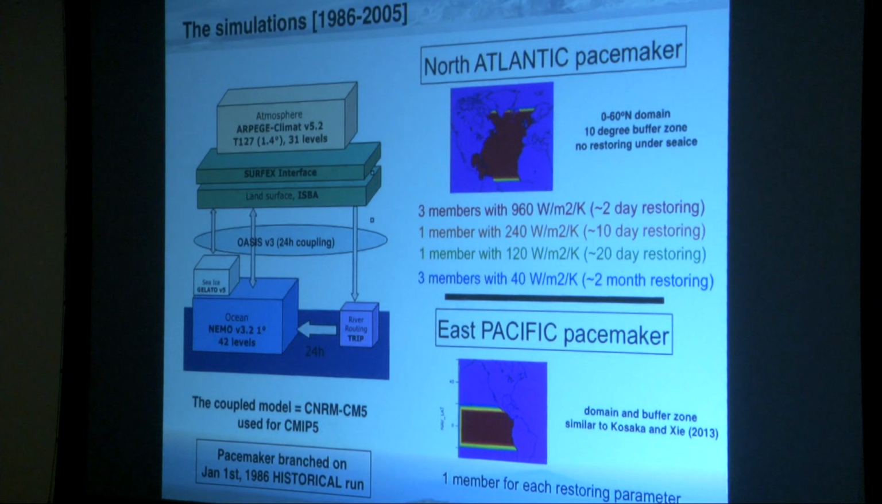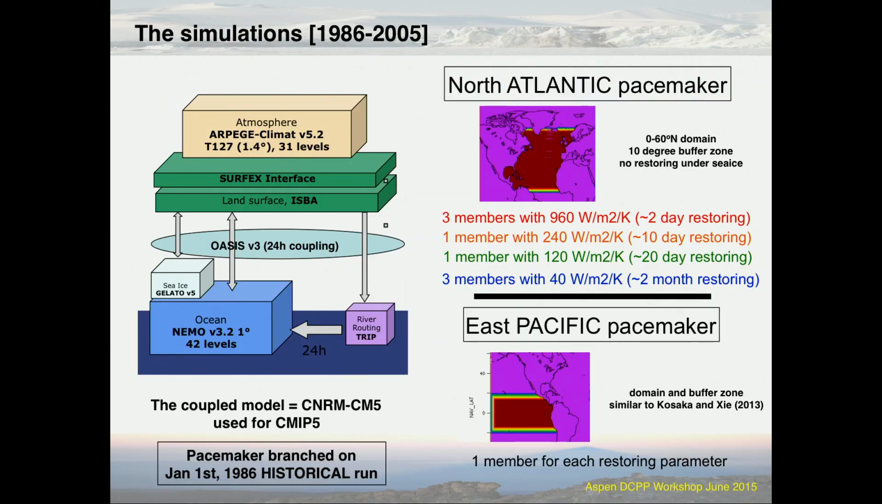So what I did for this workshop, since I did not have a lot of time and computer power, was only 20-year simulations with different values of this flux correction term, using our local model, which is the CNRM-CM5 model. I did 3 members from 1986 to 2005 with restoring over the North Atlantic basin, from 0 degrees north to 60 degrees north with a 10 degree buffer zone, and no restoring under sea ice.